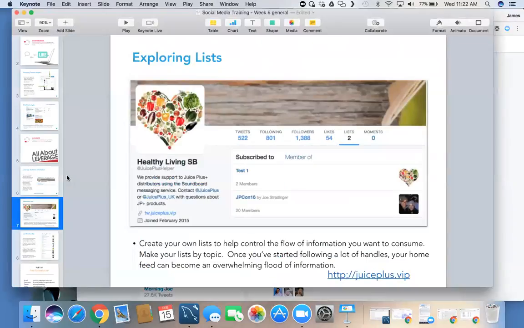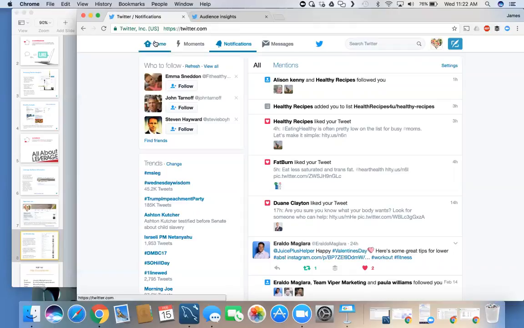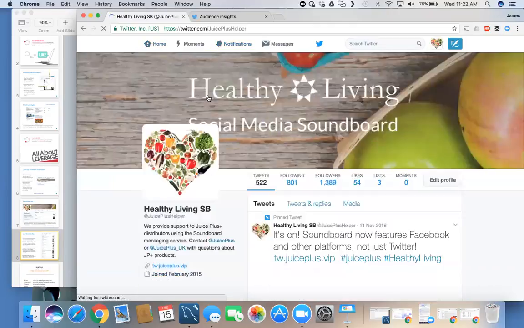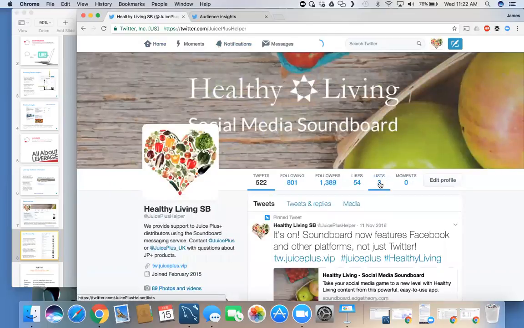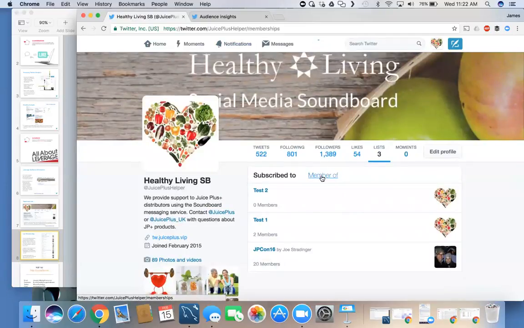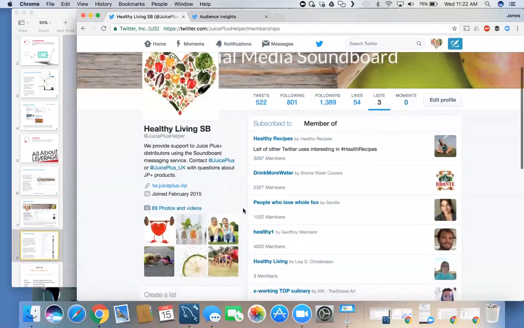So what you can do when you want to figure out if you are a member of a list, because Twitter's not real great about telling you that unless you stay on top of your notifications, is there's 2 ways to do it. One is, again, by just going to your home, and we're going to visit our profile, and we're going to go to lists, and we're going to click member of. But not everybody, I have learned, has this button.